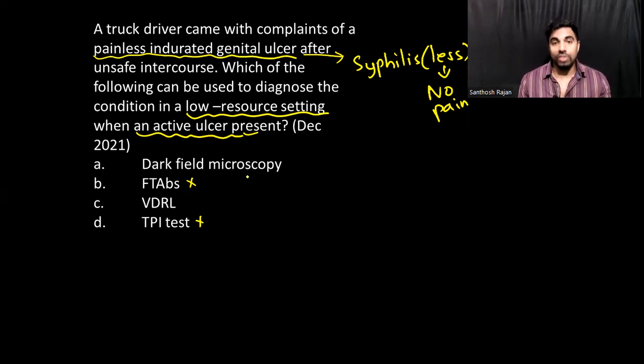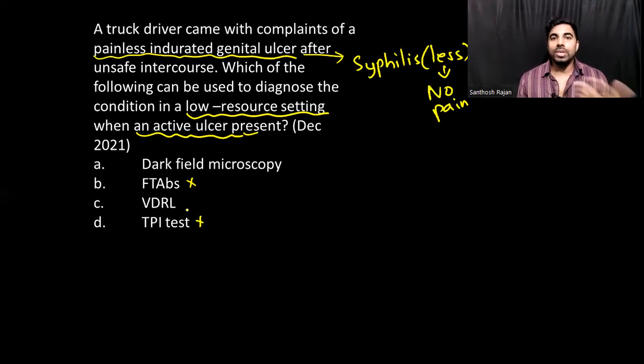Dark field is also expensive to maintain. Many of my colleagues, microbiologists, dermatologists and STD specialists, told me VDRL could be the right answer. But here, an active ulcer is present. We don't know the time period. Maybe the ulcer has just started, maybe it's still in the incubation period. So I don't know whether the antibody has formed yet or not. So I can't choose VDRL.